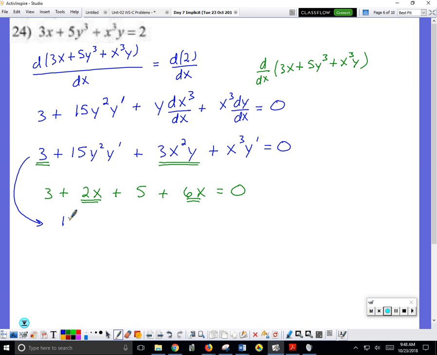So I'd end up with 15 y squared y prime plus x cubed y prime is equal to -3 minus 3x squared y. Questions? Then you factor.